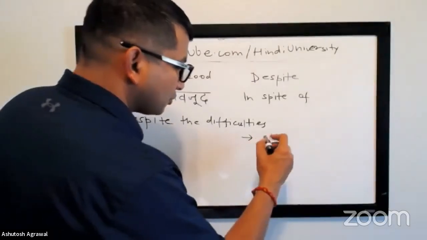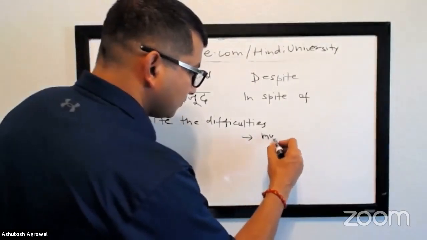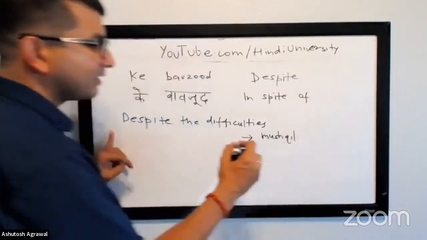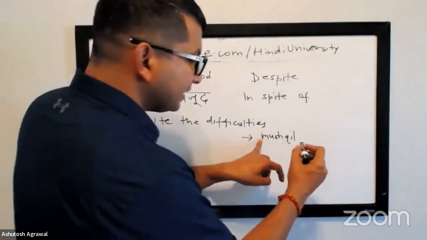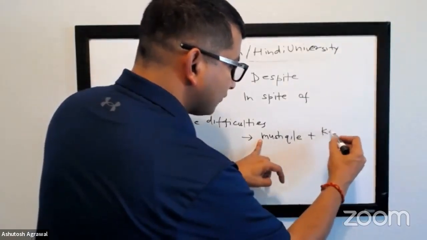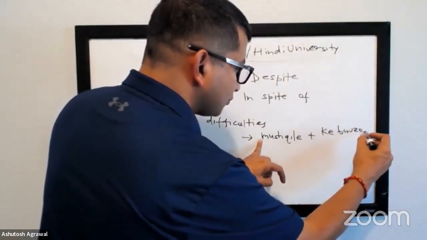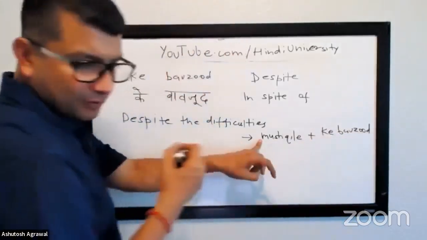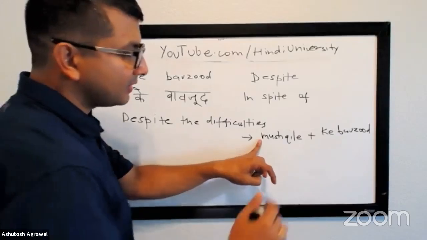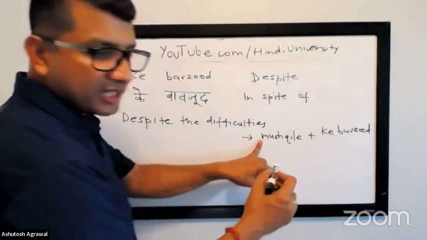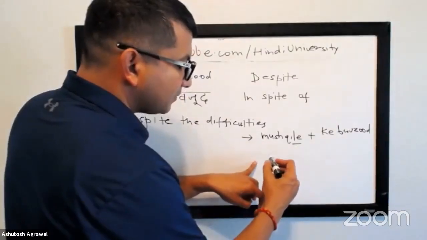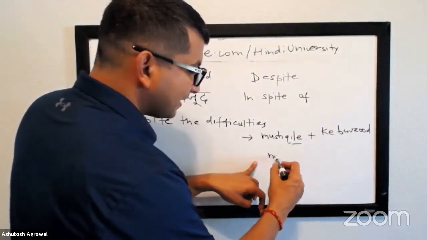Okay. Kathinayo. So mushkil is difficulty, mushkilein is difficulties, and then you have ke baujud. And Jackie ji, if you combine it together, mushkilein will become oblique and will become mushkilon. Yeah, very good.